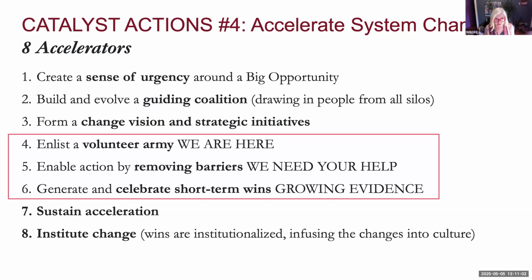And then moving forward, it's around sustaining acceleration and institutionalizing change. So that's our system transformation, our policy research agenda, infusing the changes into culture and systems. This is from a book by John Kotter, about models for how to accelerate change from within and outside systems.